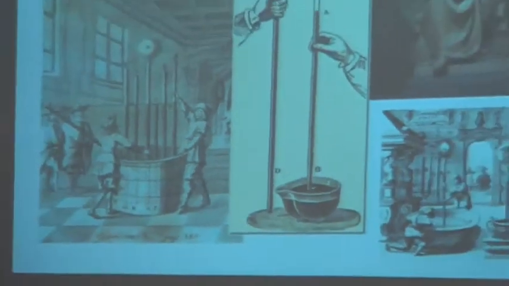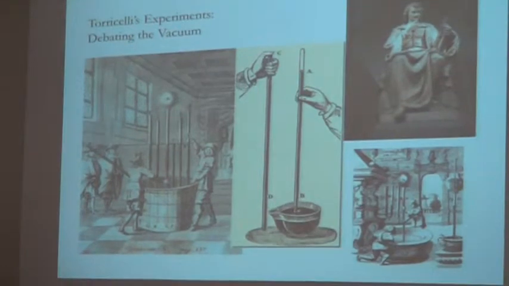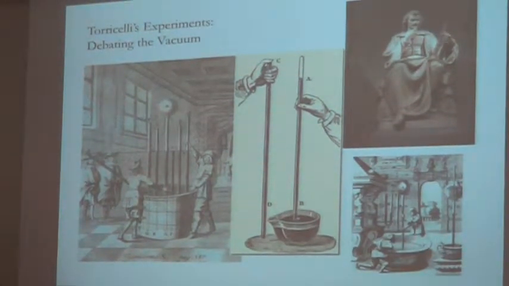Right, he takes a closed... I have a modern day illustration just to make it a little clearer. He takes a closed glass tube, it's closed on one end, open on the other, fills it with mercury, puts his finger over the top here, and then turns it upside down into the bowl of water with his finger still on it, then releases it here.